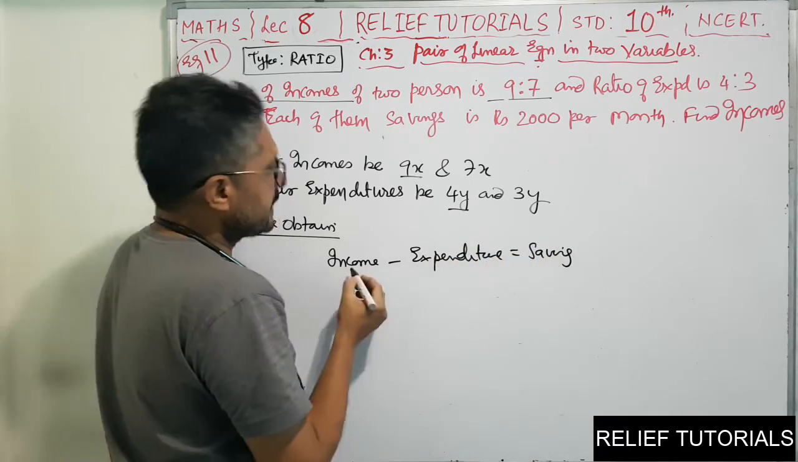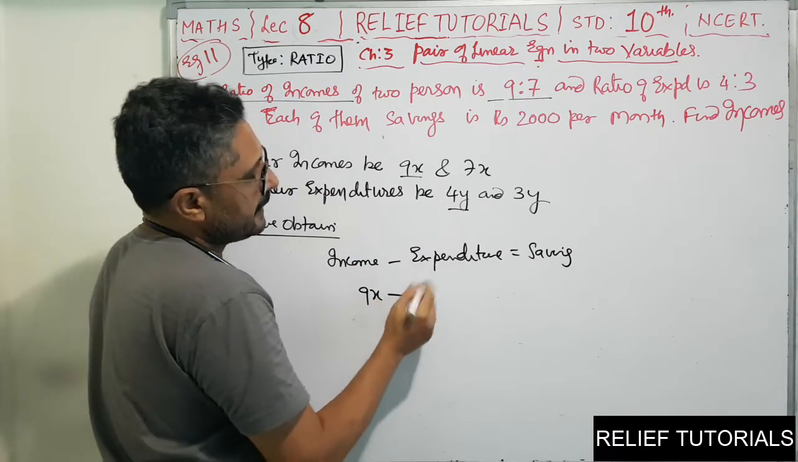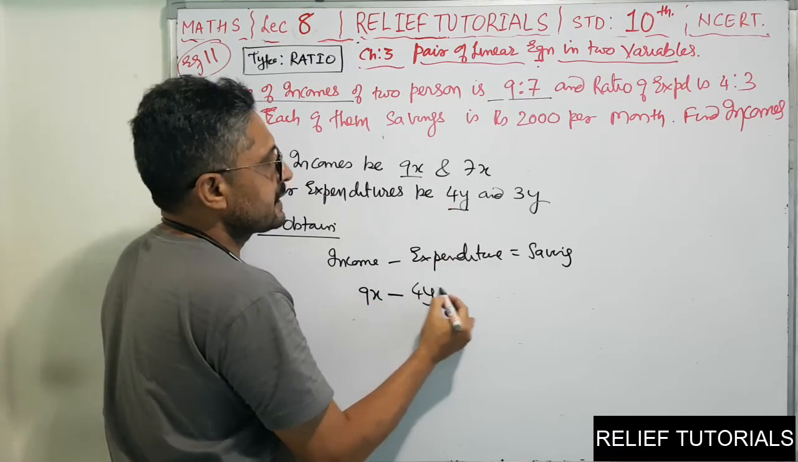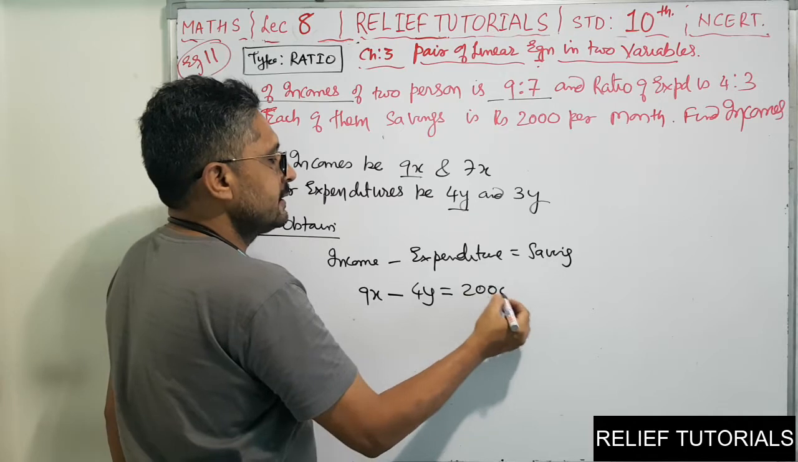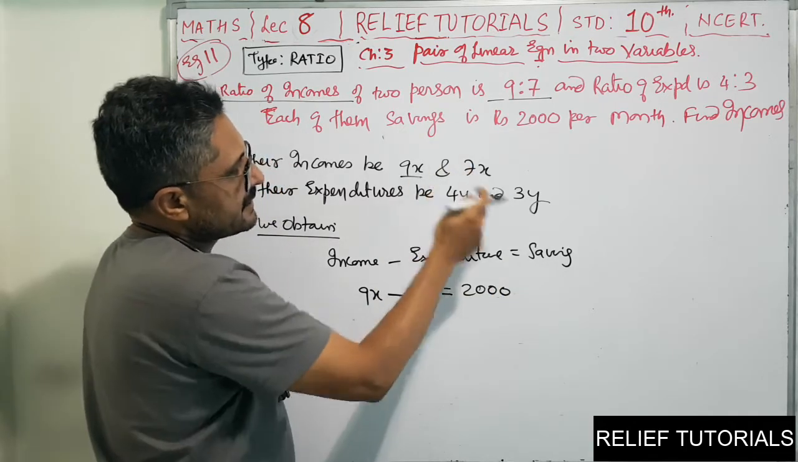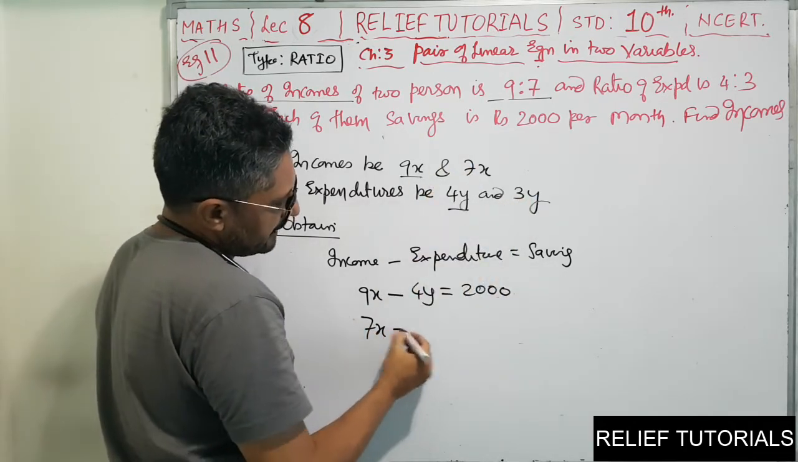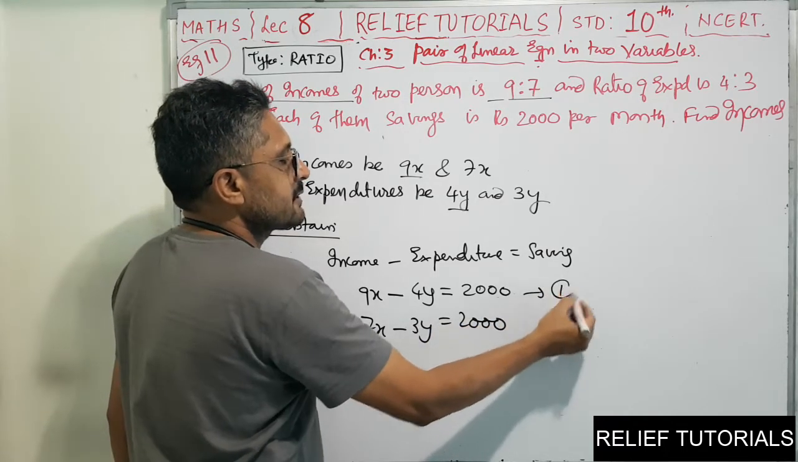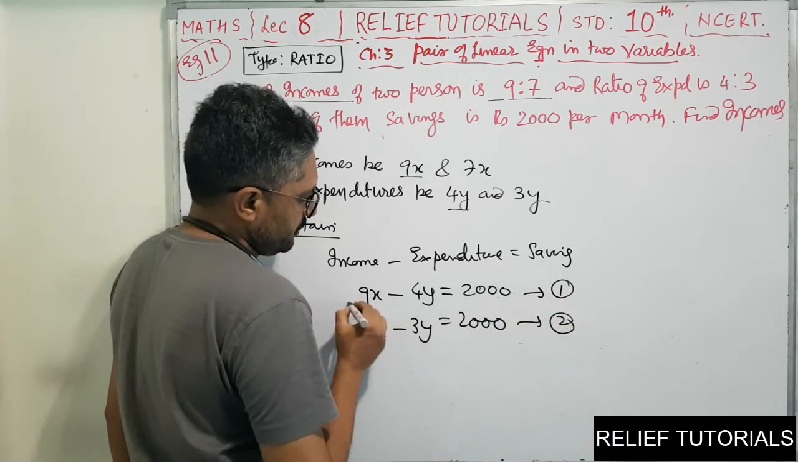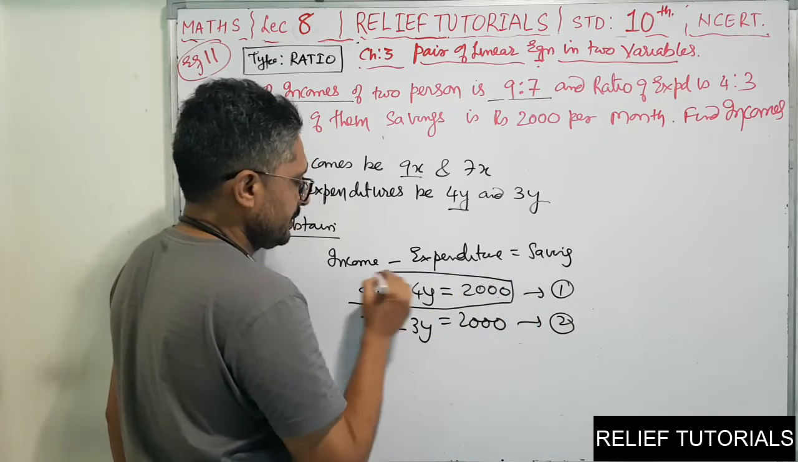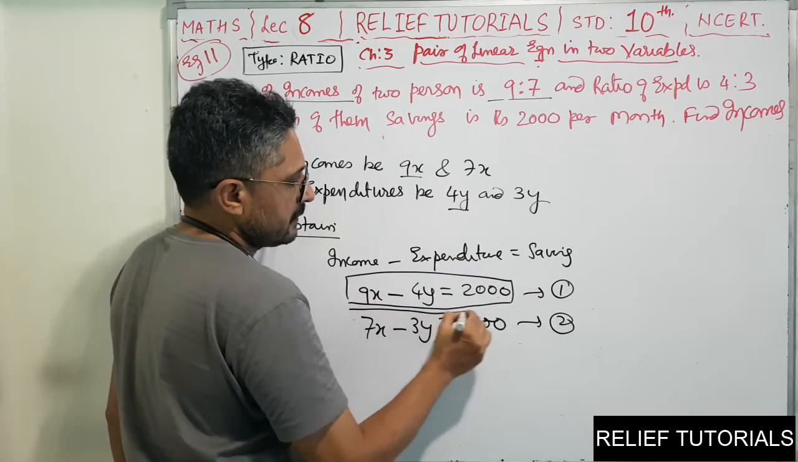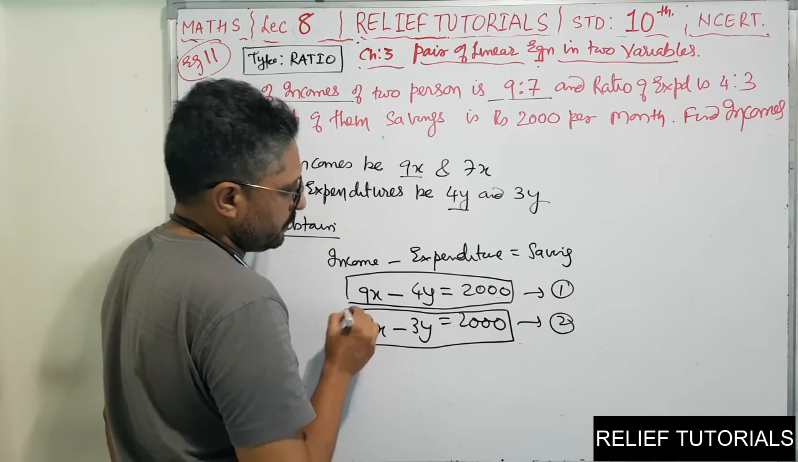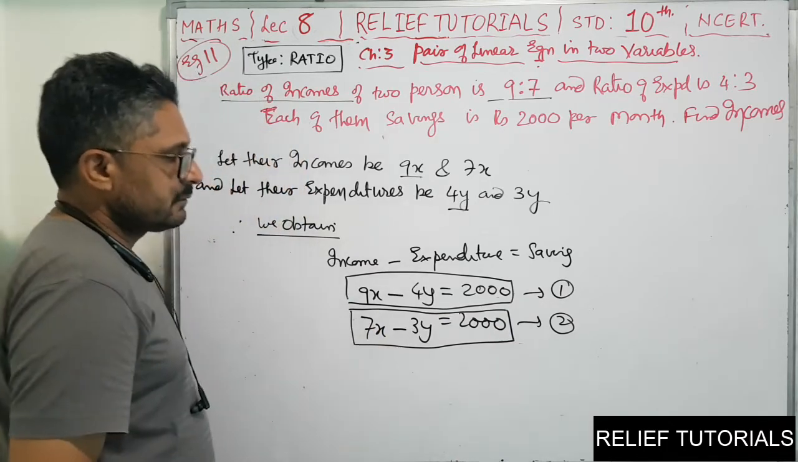So income is 9x minus expenditure 4y is equal to 2000. In the second case, 7x minus 3y is equal to 2000. So this is equation 1, this is equation 2. Clear or not? This is 1 and this is 2. Now you have to solve.